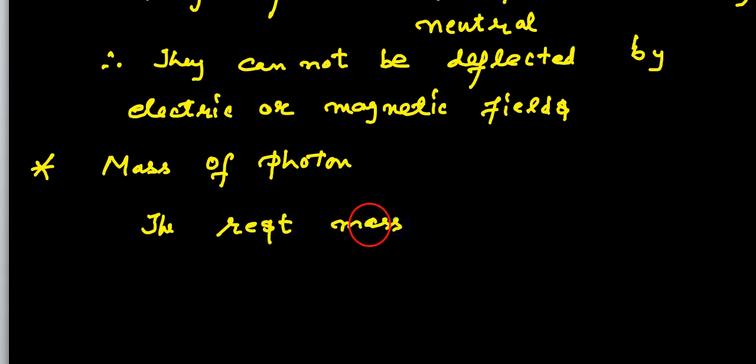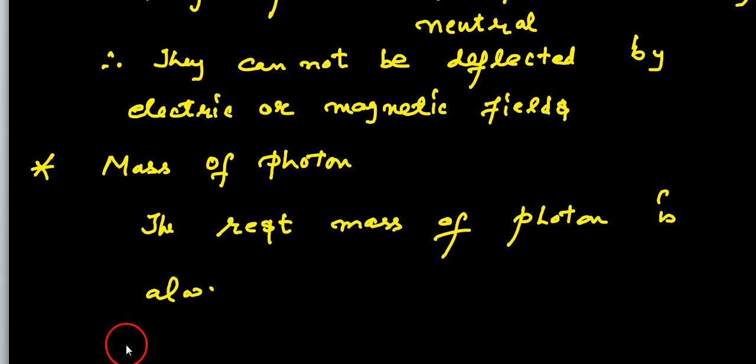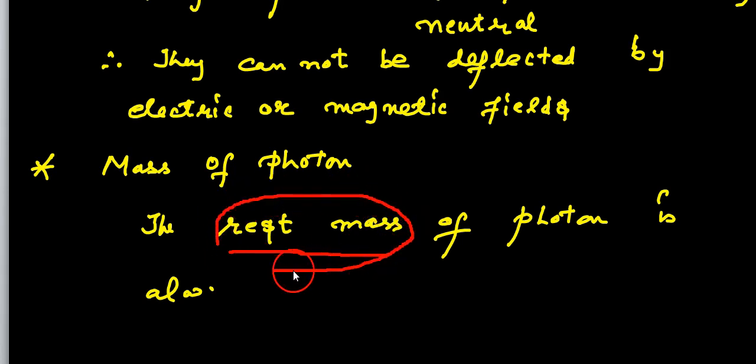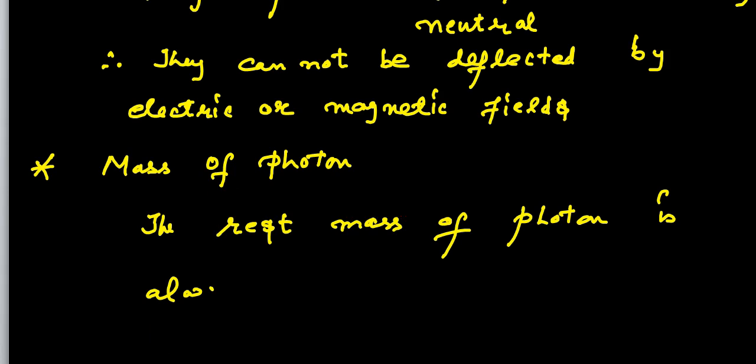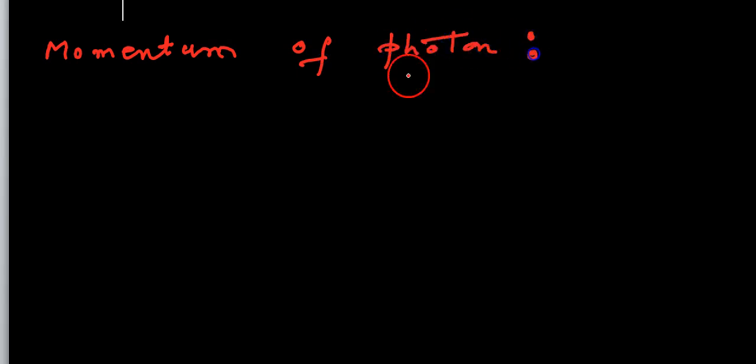Now what about the mass of the photon? The rest mass of the photon is 0. That means photon cannot exist at rest, because the rest mass of the photon is 0. So there is no mass at rest. There's a very important question, what about the momentum of the photon?